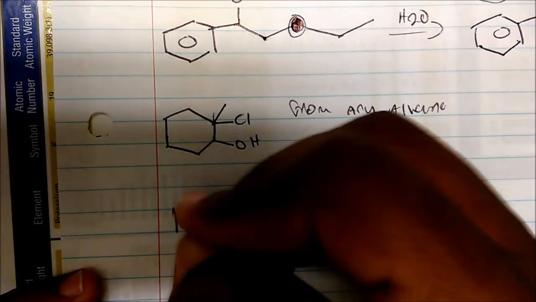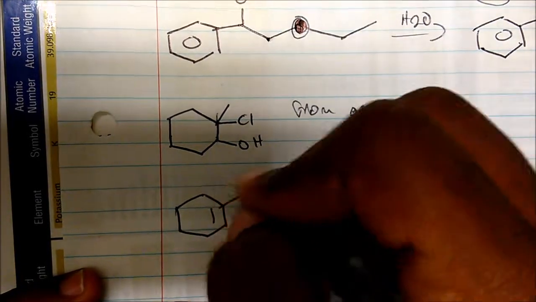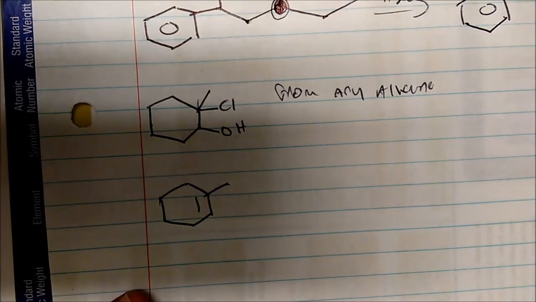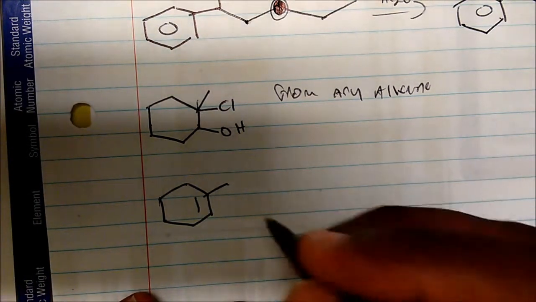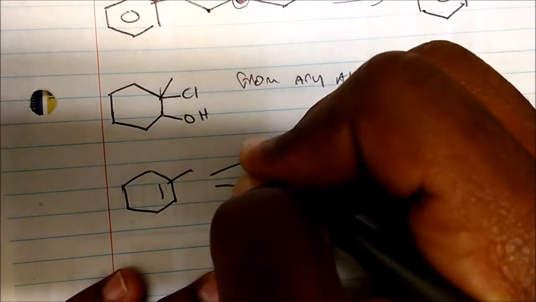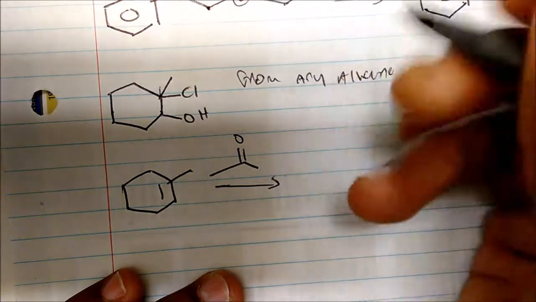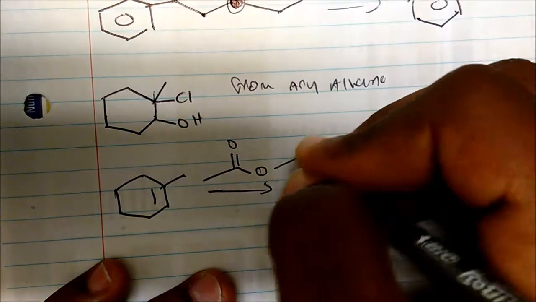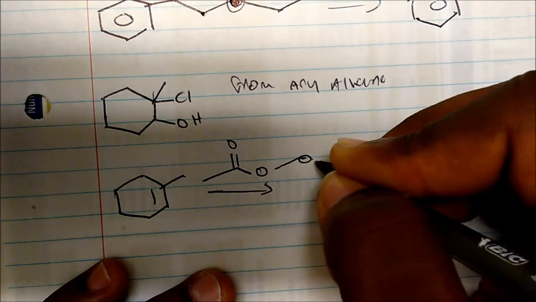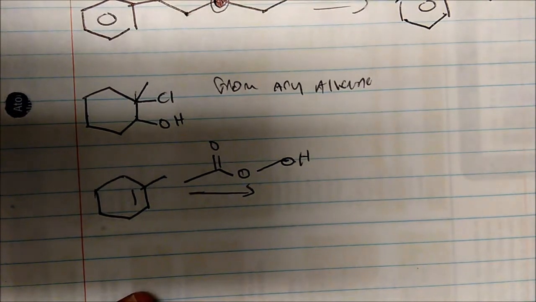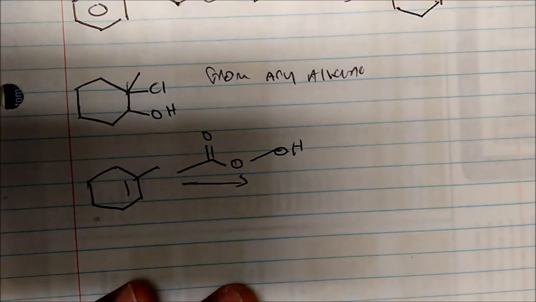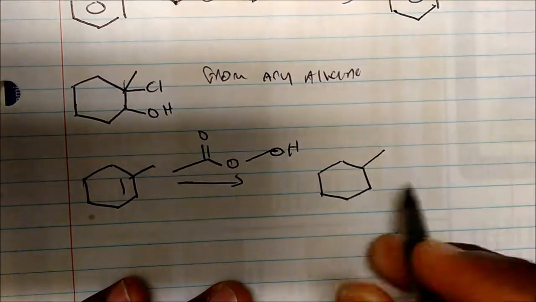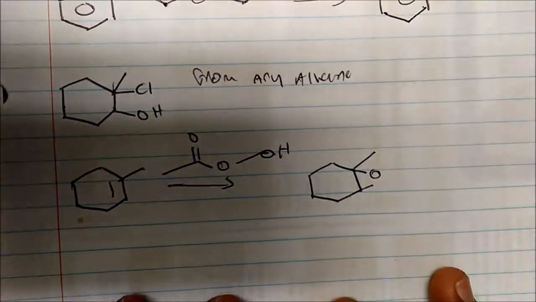can I use this alkene? Well, let's try. If I take this and add peracetic acid, I get an epoxide. So there's my methyl group, and I get an epoxide.